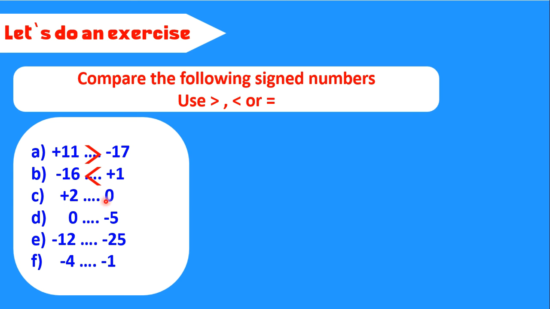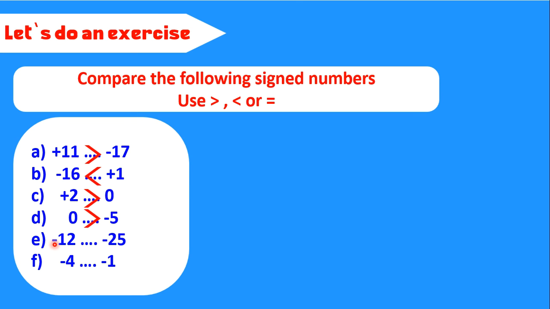Plus 2 and 0. Every positive signed number is greater than 0. So, plus 2 is greater than 0. Here, every negative number is less than 0. Even minus 1000 is less than 0.